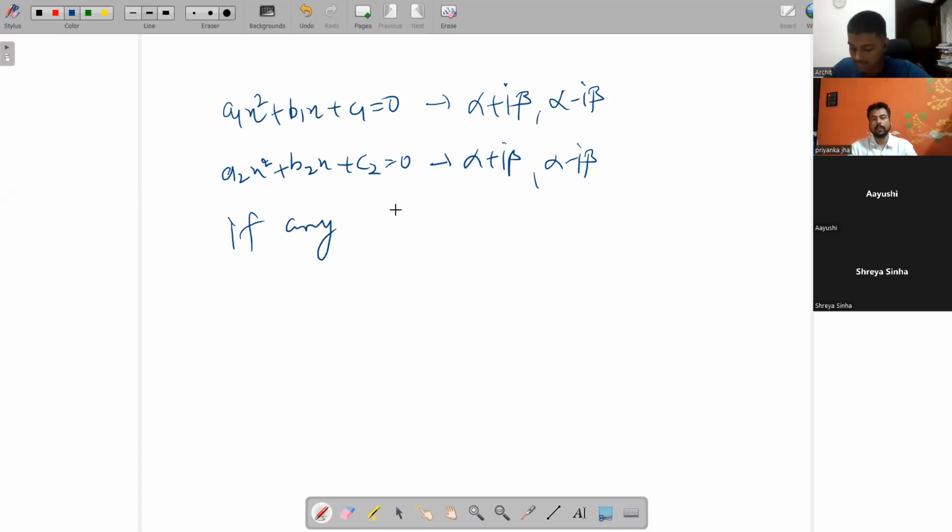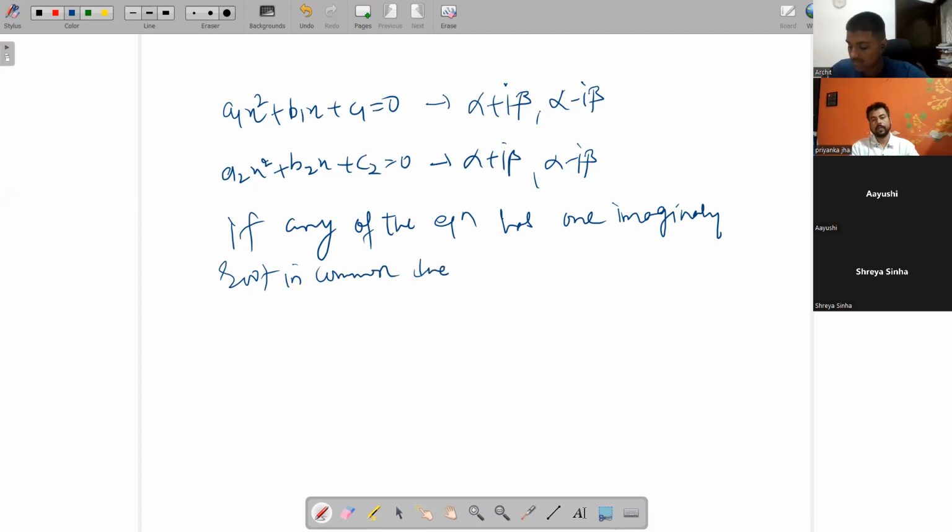If any of the equations has one imaginary root in common, then both roots will be common, because we know that imaginary roots always occur in pair.